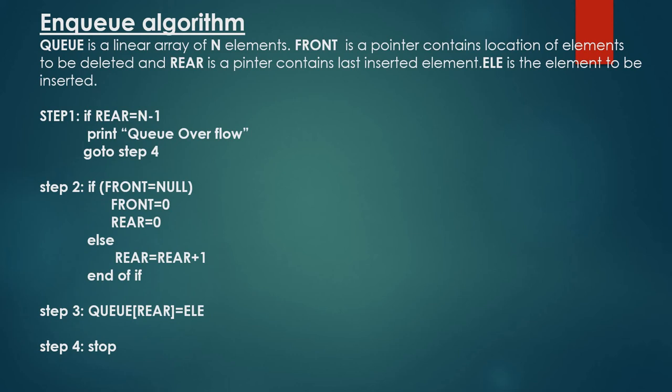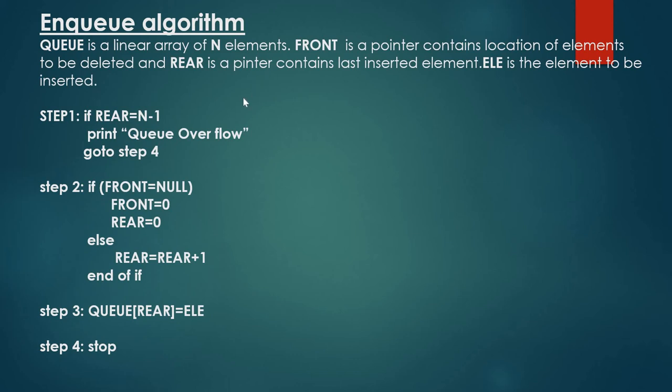Here queue is a linear array of n elements. What is the name of the array? Queue. Here the name of the array is queue. The maximum number of elements is n. That is, the queue runs from 0 to n minus 1. Then two pointers are there, front and rear. Front points to the element to be deleted and rear points to the last inserted element.